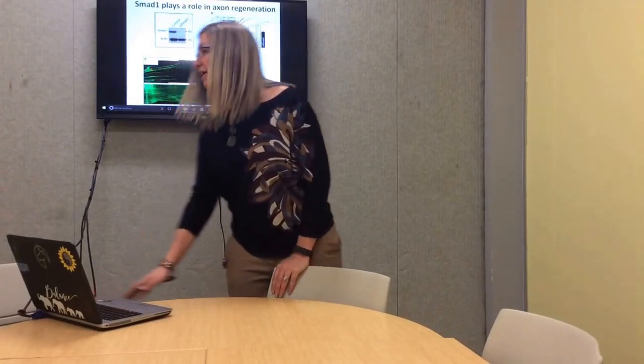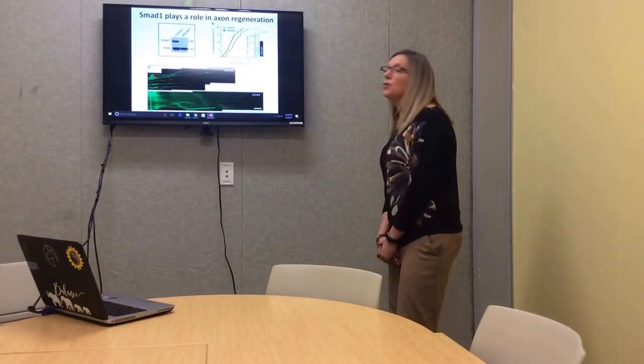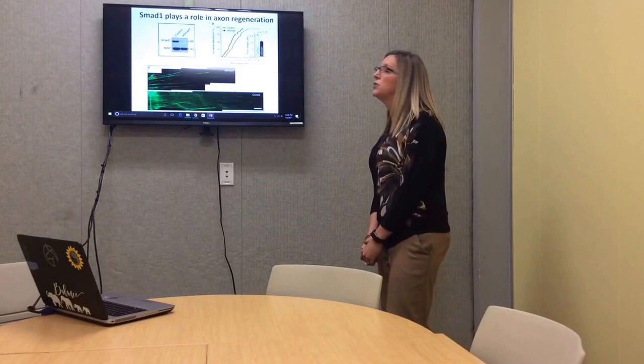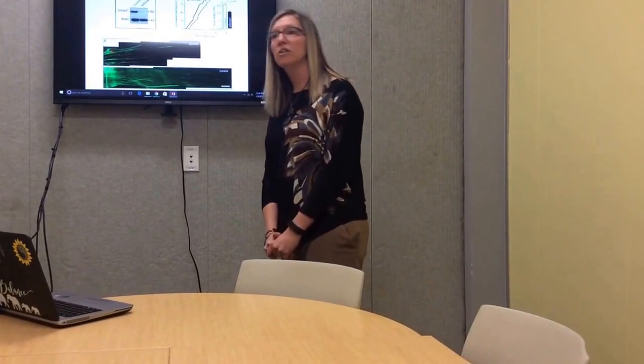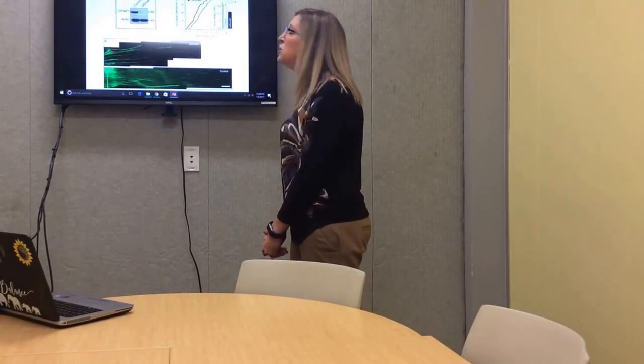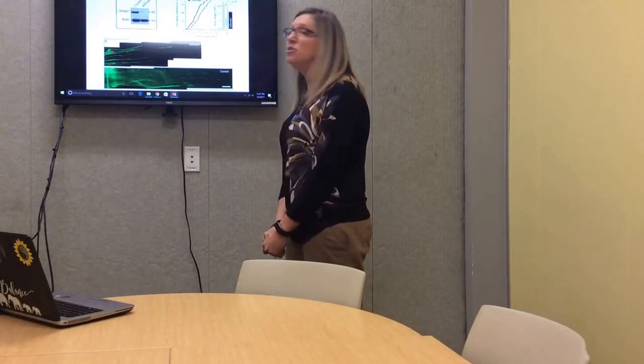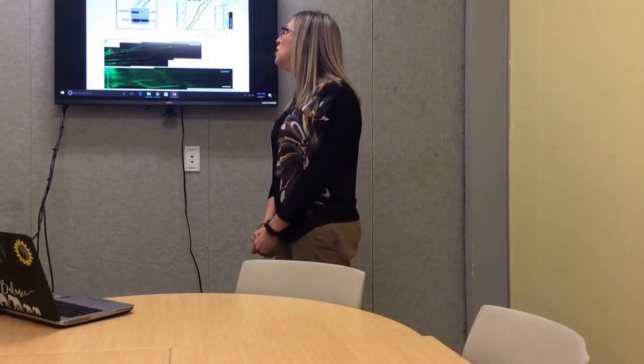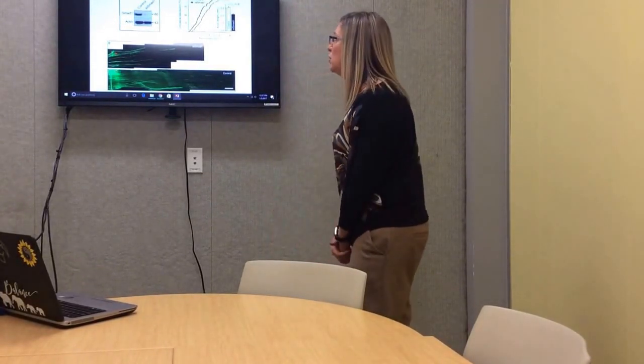Okay, this is going to be the second example. The question I was asking in my study was whether SMAD1, a transcription factor, plays any sort of role in axon regeneration. So the approach we used to answer this question was to use small interfering SMAD1, which decreases the levels of SMAD1 protein if the approach is working, if the tool is working appropriately.